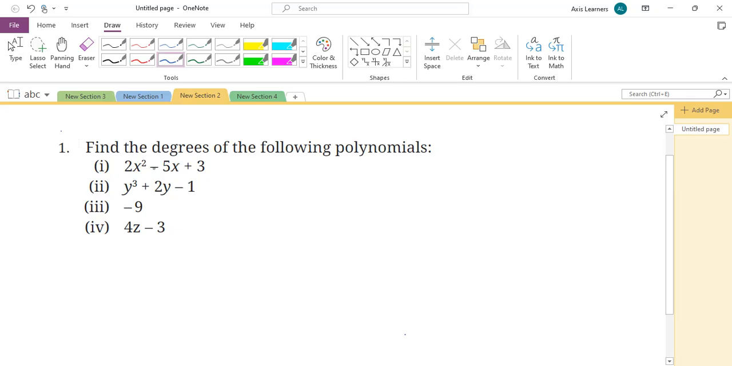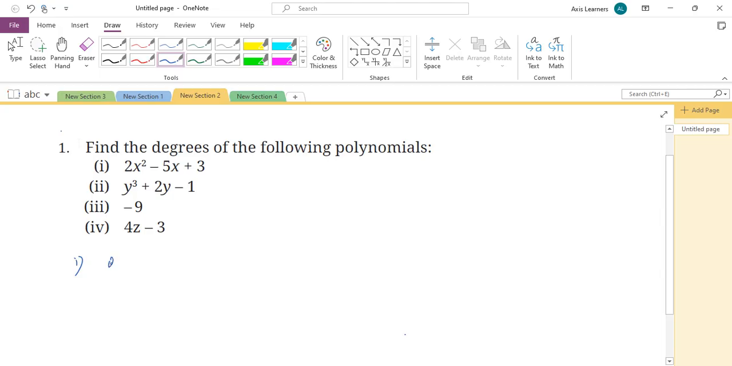See the first question. In this question, we need to find the degree of the following polynomials. Look at here, we have some polynomials. We need to find the degrees of the polynomials. Already you know degrees, right? So let me explain the first question.